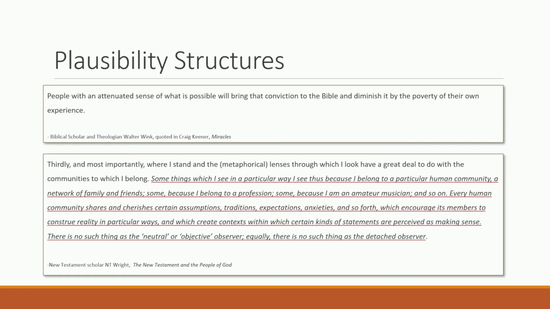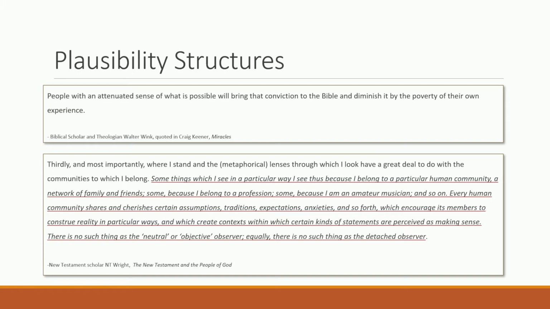N.T. Wright says, "Thirdly, and most importantly, where I stand and the metaphorical lenses through which I look have a great deal to do with the communities to which I belong. Some things which I see in a particular way, I see thus because I belong to a particular human community, a network of family and friends. Some because I belong to a profession, some because I am an amateur musician, and so on.